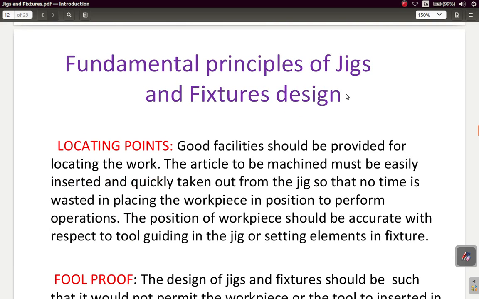Fundamental principles of jigs and fixture design. We will look at this in a separate video.